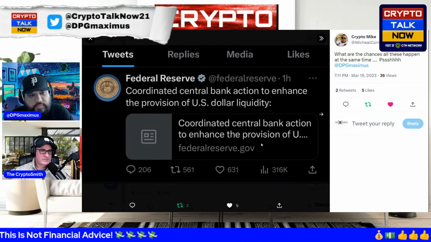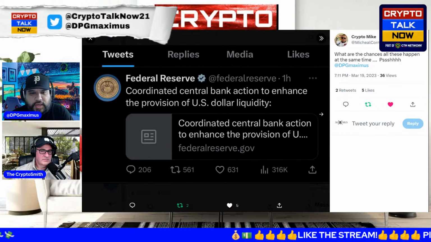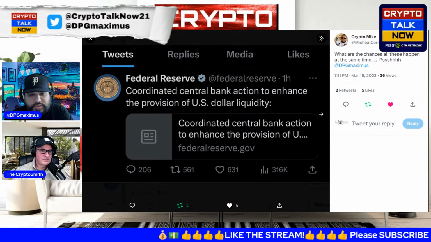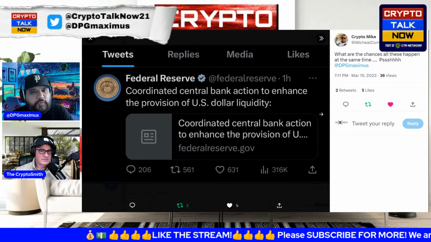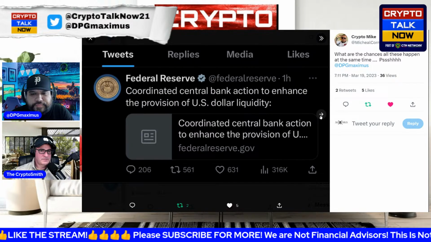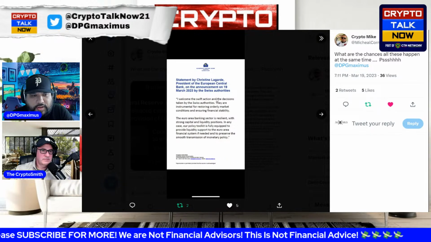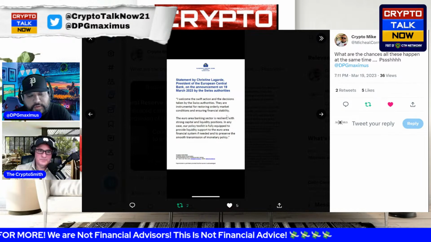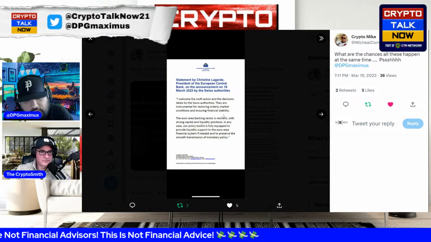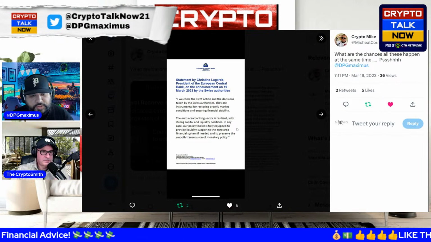So Mike is pointing out what you see right here. Federal Reserve, coordinated central bank action to enhance the provision of U.S. dollar liquidity. Again, for our outline today, we talked a lot about some of this stuff, right? So when we get into it, this comes from the European Central Bank Authority. Can you see that for the most part? Or do you think I should blow that up more? You can blow it up a little bit. That's hard to read. All right, let me try to do this.